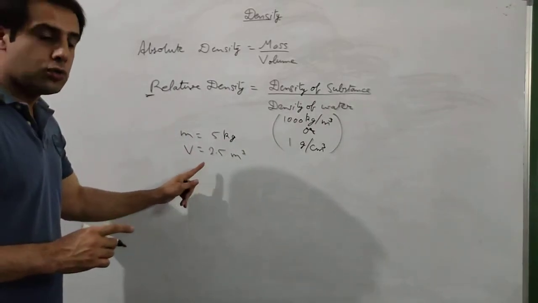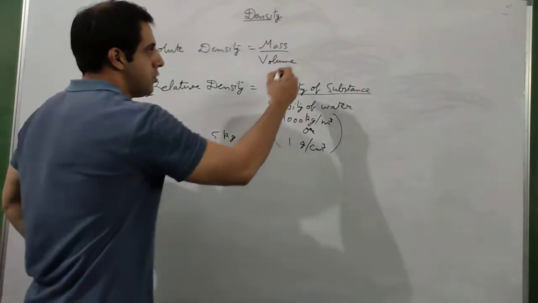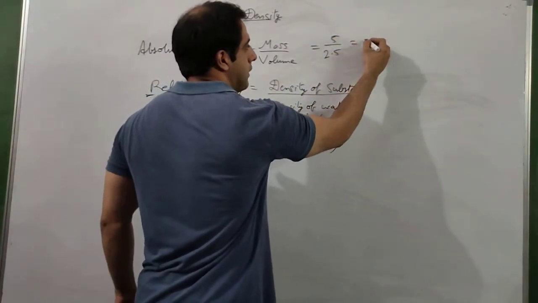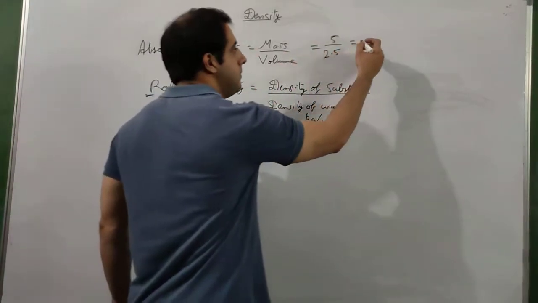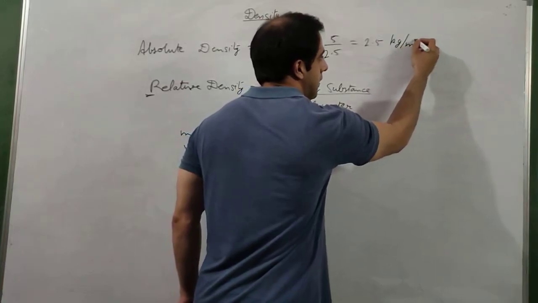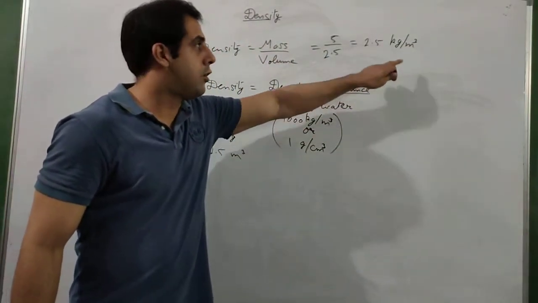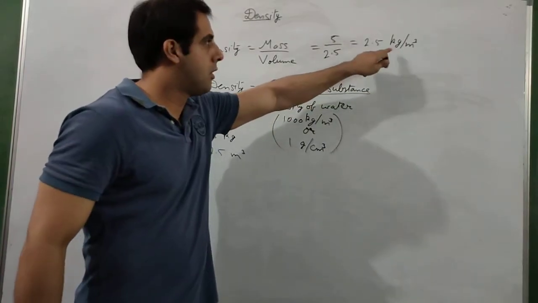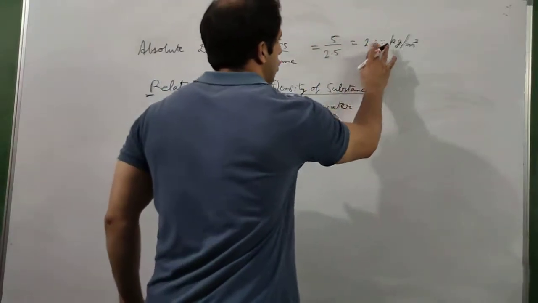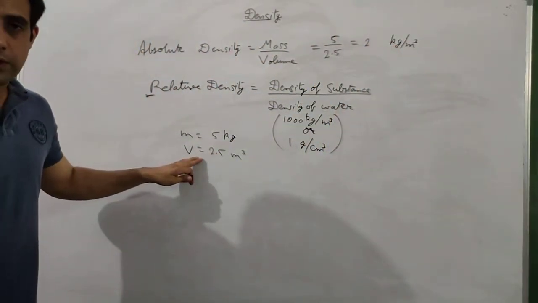So first what you have to do, you have to find the absolute density of that substance. So what will you do? 5 upon 2.5. So the absolute density will become 2 kg per cubic meter. For the entire video, keep noticing the unit. So this will be your absolute density.